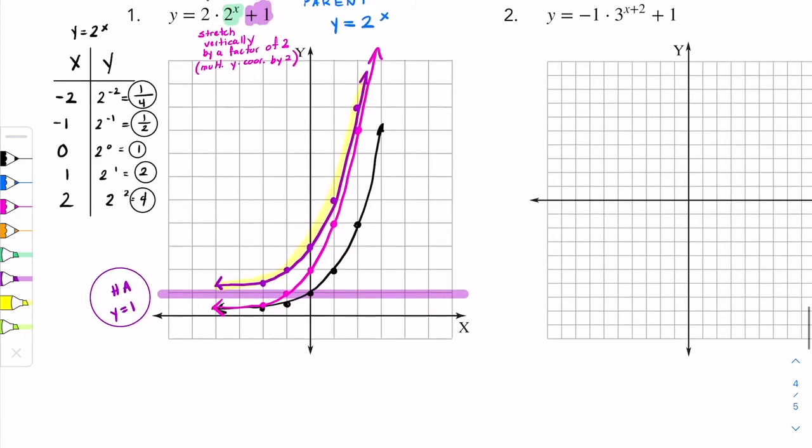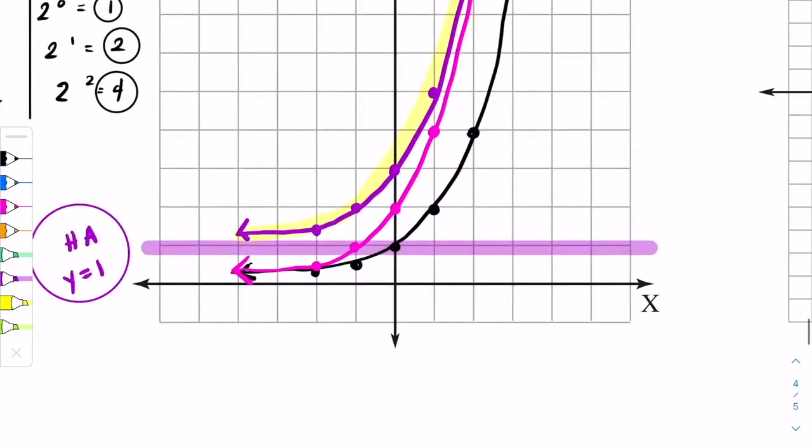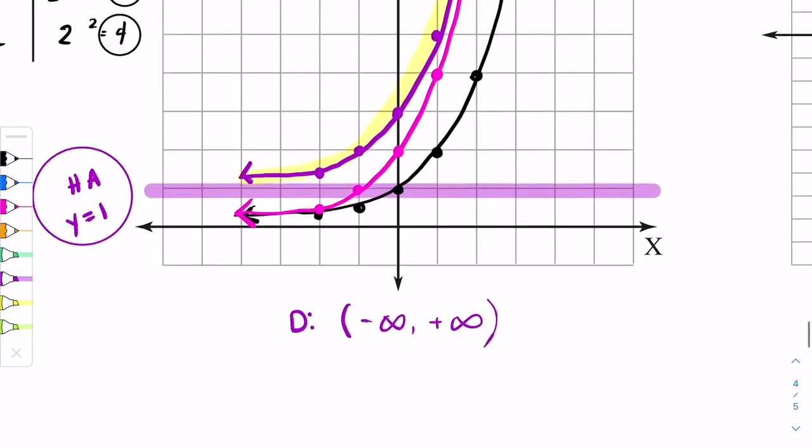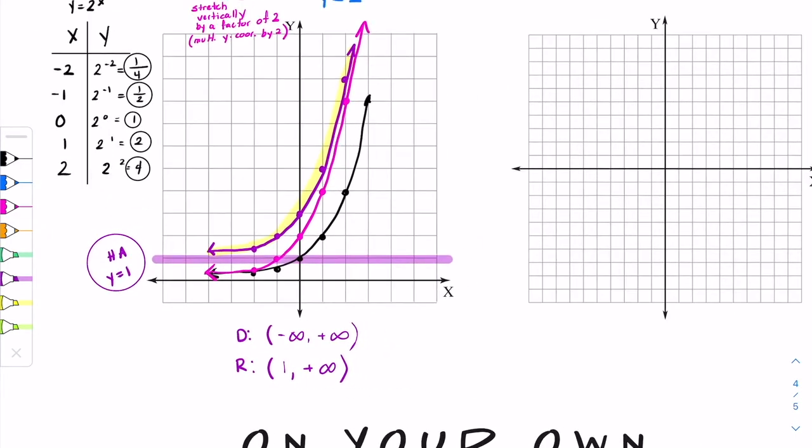All right, we already identified our horizontal asymptote. It shifts with the graph. Next, let's identify the domain. The graph continues in both directions, so your domain is negative to positive infinity. The range, however, shifted up with the horizontal asymptote, so this graph never touches or crosses the line at 1, and it heads towards positive infinity. So your range is (1, ∞) with a round bracket.